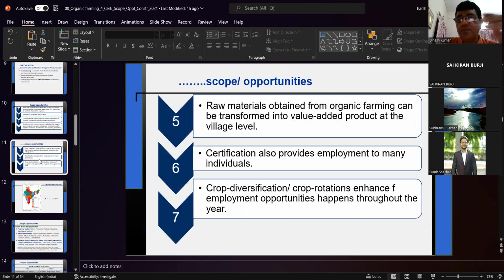Raw material obtained from organic farming can be transformed into value-added products, and a lot of people can be employed in certification processes also. And in organic farming, you go for crop diversification or adoption of crop rotation. That means you are generating employment round the year if you have crop rotations.